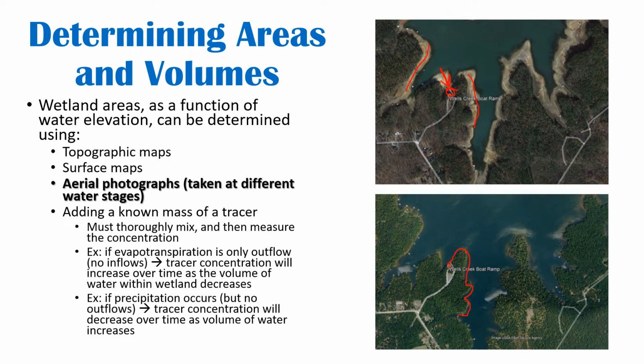You can also use a tracer, but tracers have to be mixed thoroughly and you have to measure the concentration. And two examples of using tracers: you can quantify whether evapotranspiration is the only outflow and there is no inflow. Then the tracer concentration will increase over time as the volume of water within the wetland decreases. Another example is when precipitation occurs but there are no outflows, and the tracer concentration will decrease over time.